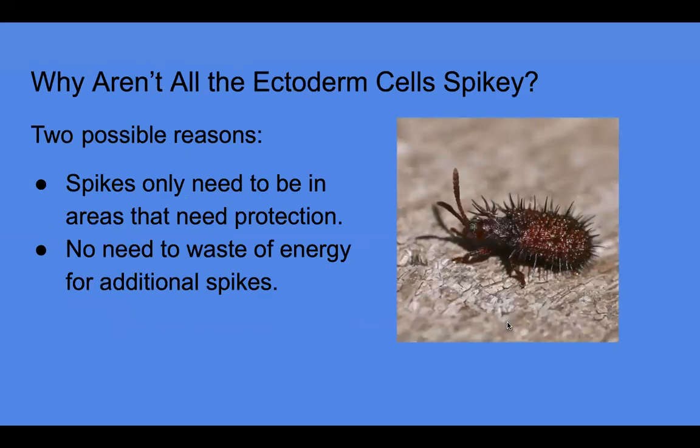So if all goes correctly, why don't all the cells in the ectoderm of the spiny beetle have spikes? One reason could be that the spiny beetle only needs spikes in vulnerable areas. The underside of the beetle, for example, doesn't need spikes because it isn't typically exposed and therefore doesn't require protection. Another reason could be that the spiny beetle only needs a certain amount of spikes for maximum protection. If the spiny beetle on screen has 30 spikes and is well protected, why would it waste additional energy and resources on more spikes that aren't needed for protection?